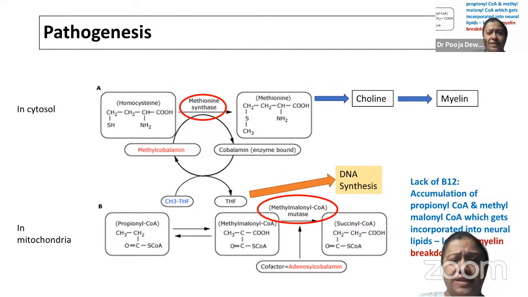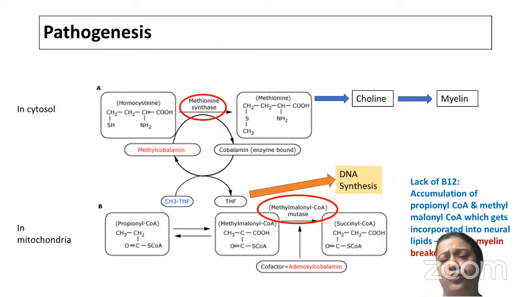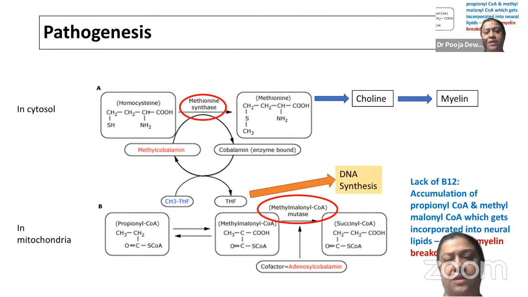Now, during this process, there is also the conversion of methyl tetrahydrofolate, which is acting as the methyl donor for this activation process, and it gets converted into tetrahydrofolate. This tetrahydrofolate is involved in DNA synthesis. Now, since this process is not happening, your DNA is not synthesized, the nucleus remains immature, and we see stages with immature nucleus in your bone marrow.